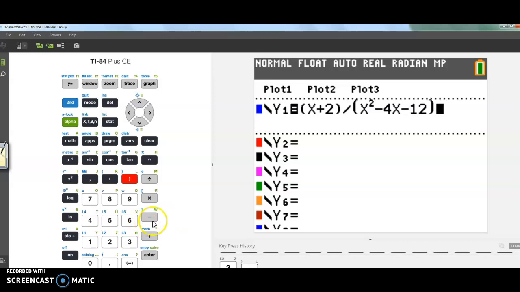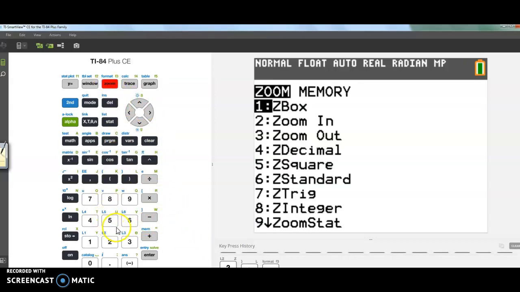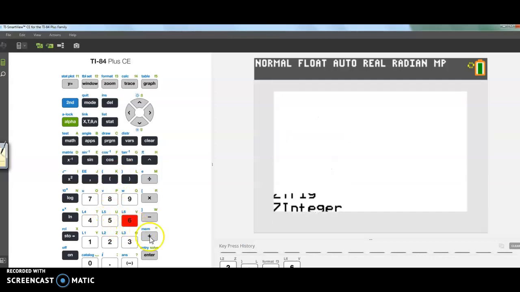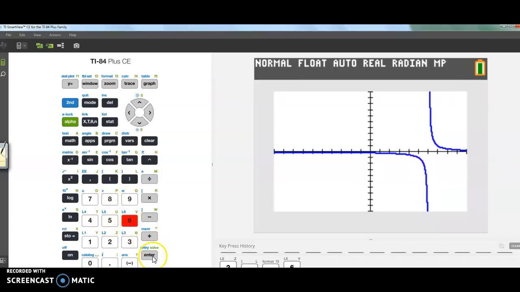With rational functions, I typically start by using the zoom button, and I use option 6, the standard, and that shows me two pieces, and so that looks like my graph. It definitely appears that I have a pole right in here, so that's 1, 2, 3, 4, 5, 6 at positive 6. And as I look at the left, it definitely appears to be very close to 0, and the right appears to do the same thing. So let's put that all together.